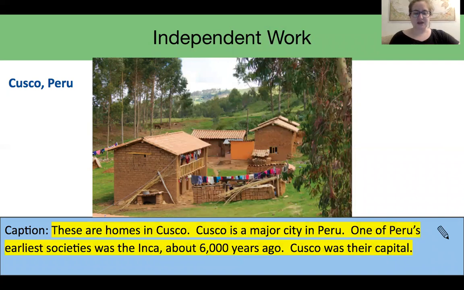Here's what I'll write. These are homes in Cusco. Cusco is a major city in Peru. One of Peru's earliest societies was the Inca, about 6,000 years ago. Cusco was their capital. Did you see how I took the information from the article that I read and added some more information in my caption that you might not have gotten just by looking at the photograph?